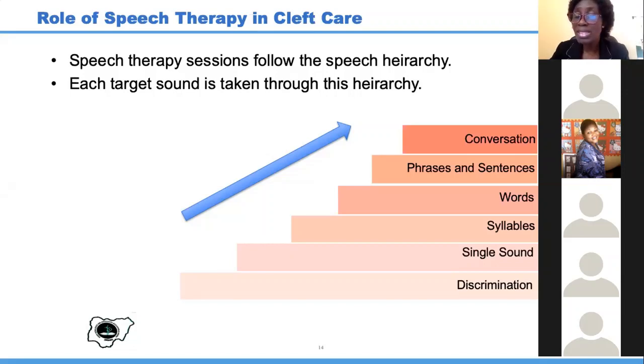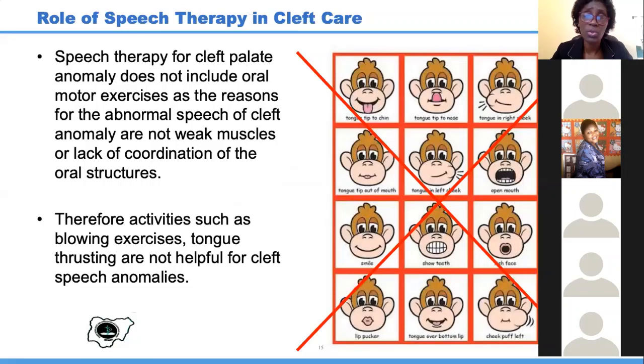Making the sound in syllables would then enable us to teach how to make the sounds in words. Then we'll go to phrases and sentences, and then structured conversation, then eventually unstructured conversation. And we do this for each target sound, which will be taken one at a time. So that's how the speech therapy and speech hierarchy goes.